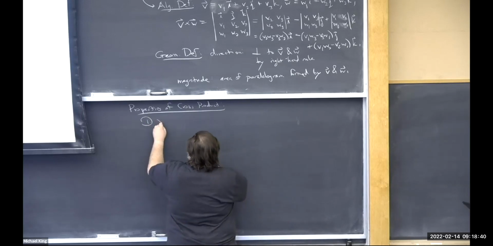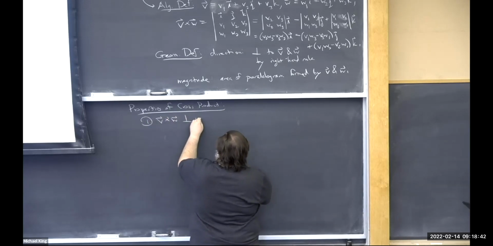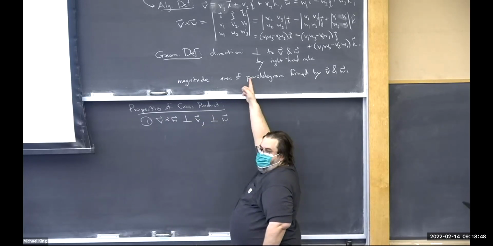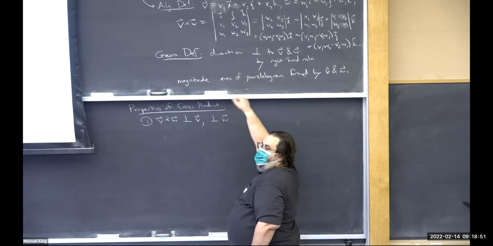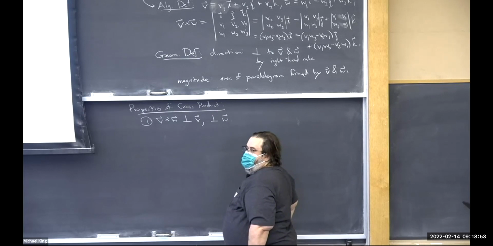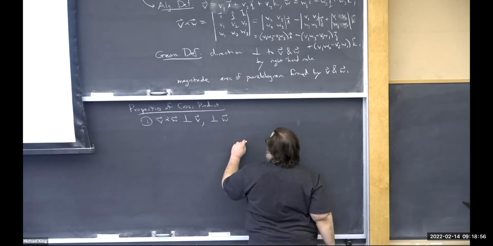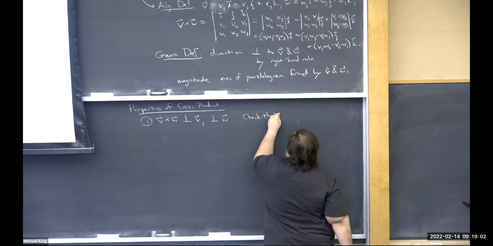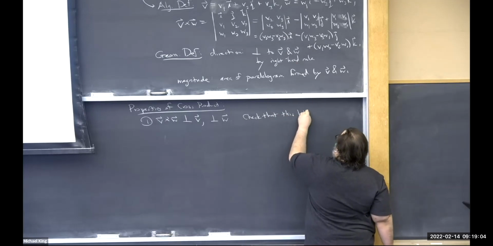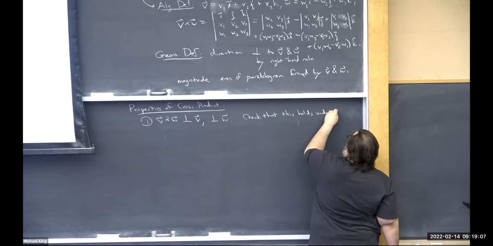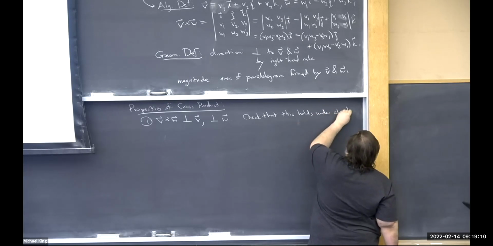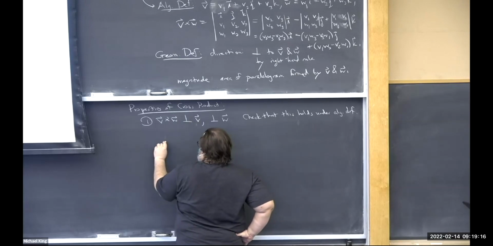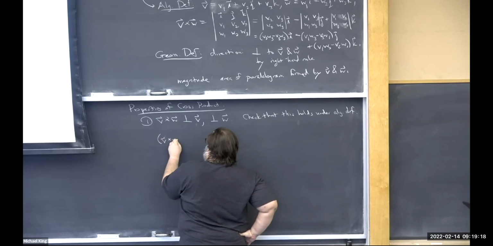So here's one: V cross W is perpendicular to V, perpendicular to W. Of course, that's by definition in terms of the geometric definition. But I want to check that this holds under the algebraic definition. So let's just do V. W is going to be the same, you'll see. This is going to take something to write out.